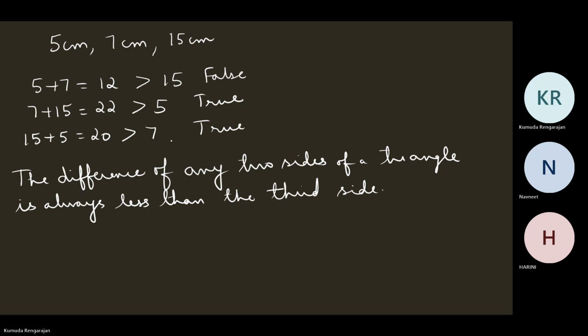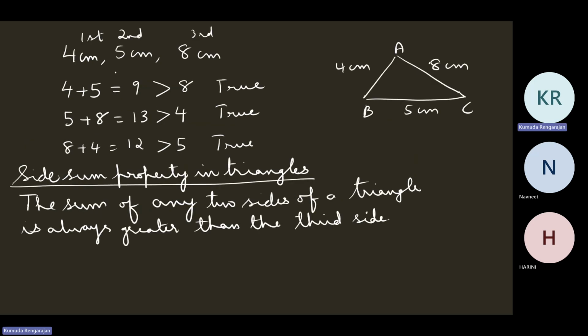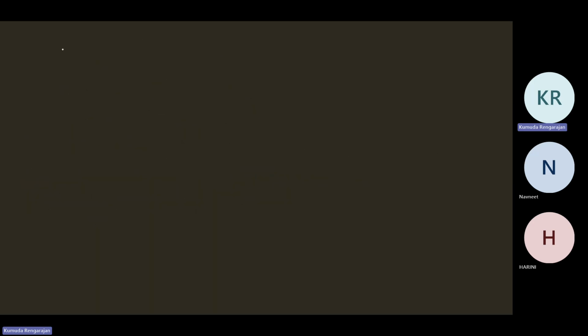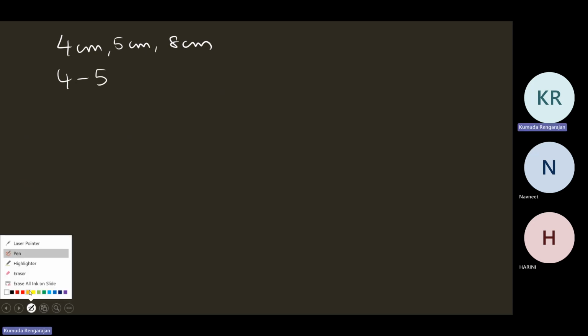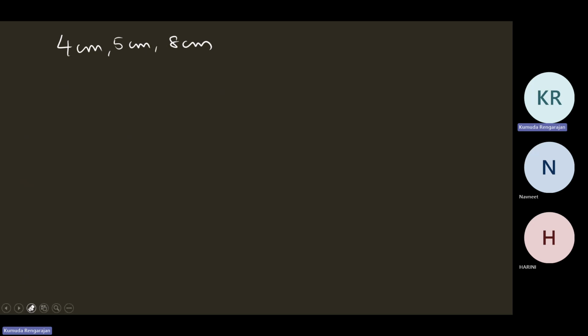Okay, so let's check the same property for the line segments 4, 5, and 8. We got a true here, right? 4, 5, 8. Let's try that using this property. The difference of any two sides of a triangle. You should take the line segments in the correct order. Don't find 4 minus 5. Don't subtract to get a negative difference.